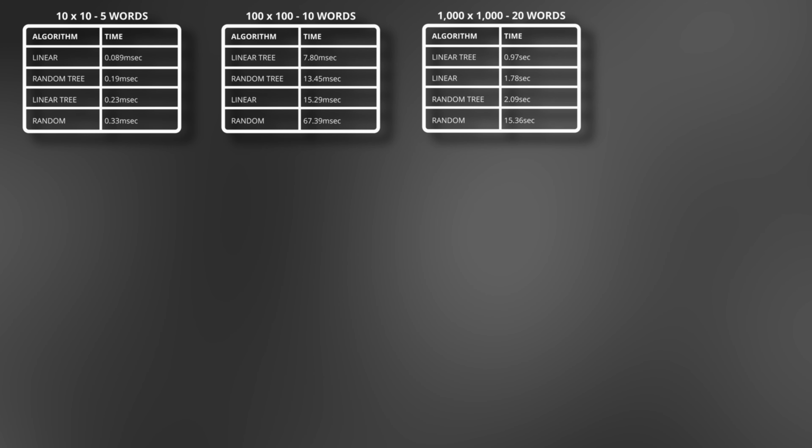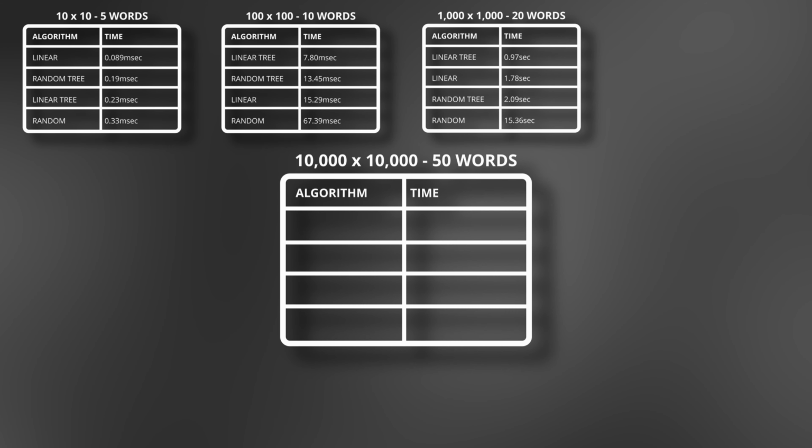Now for the most interesting and most important results, the 10,000 by 10,000 word search. In last place, taking a huge 1 hour, 37 minutes and 39.61 seconds was the random algorithm. Then we had the linear algorithm with 8 minutes and 41.19 seconds. In second was the random tree algorithm with 6 minutes and 46.22 seconds.